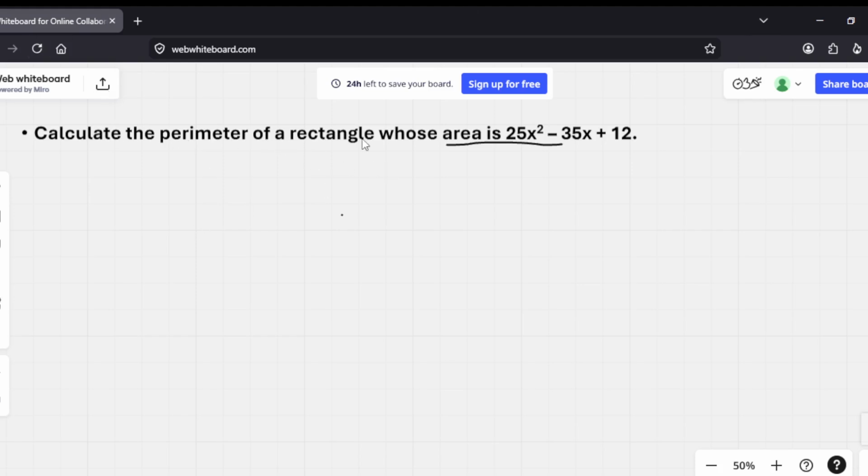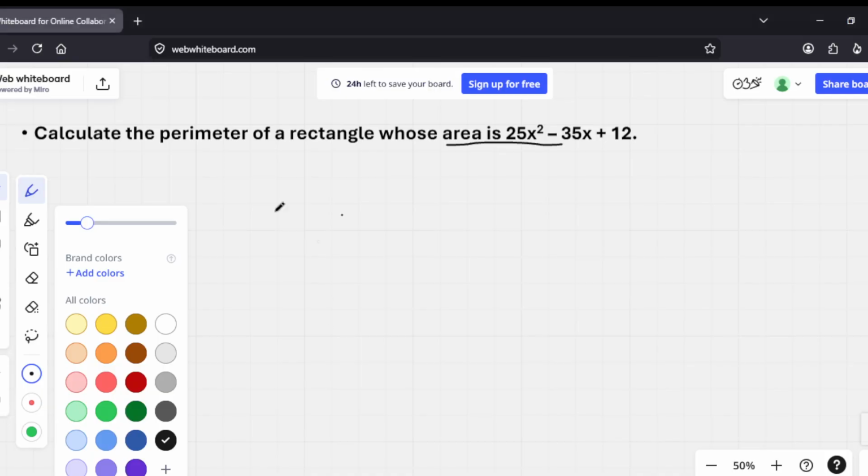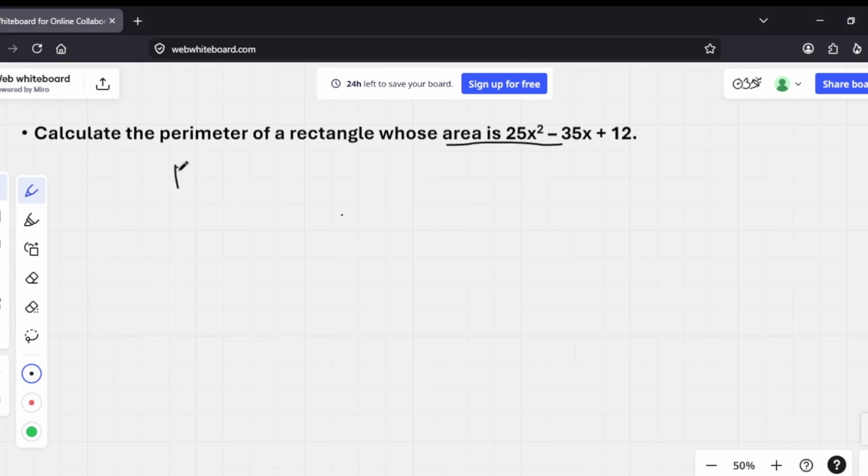Okay, perimeter and the area is this. First of all, for the perimeter, the formula is perimeter is 2 into (L plus B). Area of a rectangle is L into B.